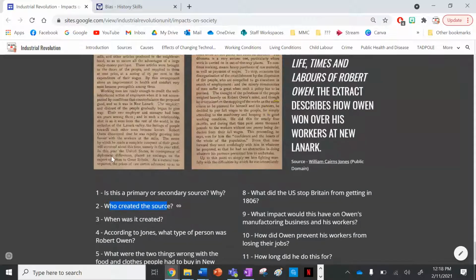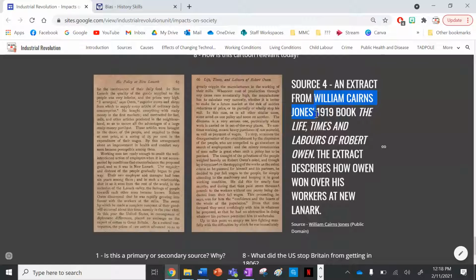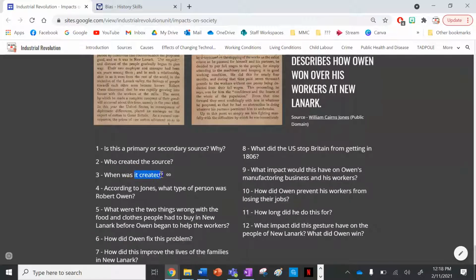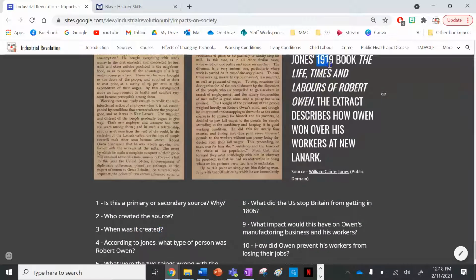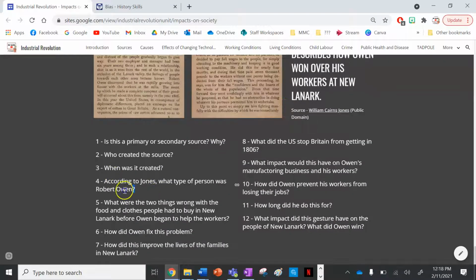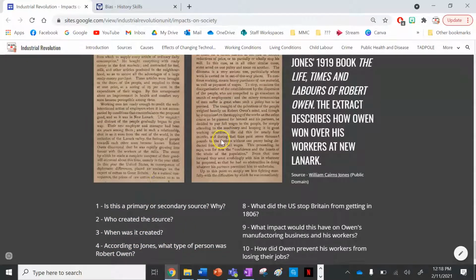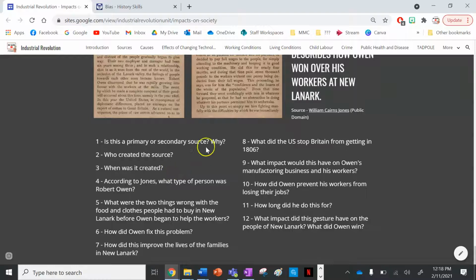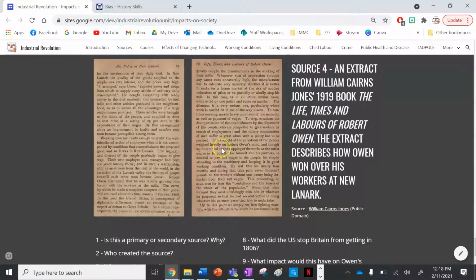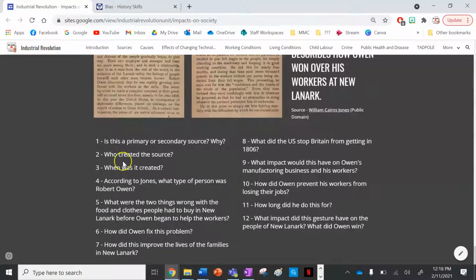Number 2, who created the source? His name is William Cairns Jones. That's his book. When was it created? It was 1919. It's good information to know before we dive into these questions. So number 4, according to Jones, what type of person was Robert Owen? Well, it seems like he was incredibly generous and really selfless as well, by paying his workers wages even when there was no work so that they could keep their jobs, and then buying food for them and selling it back to them cheaply. So he's very generous and very selfless.